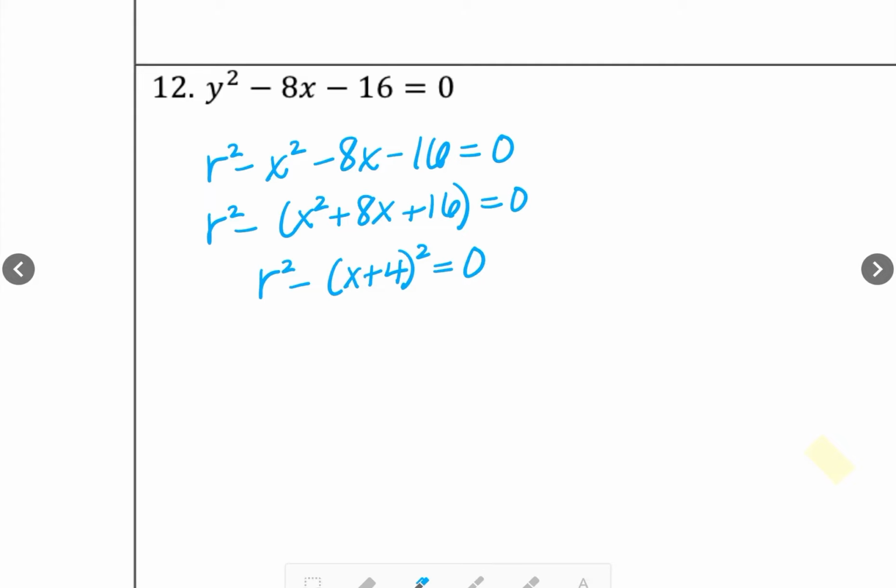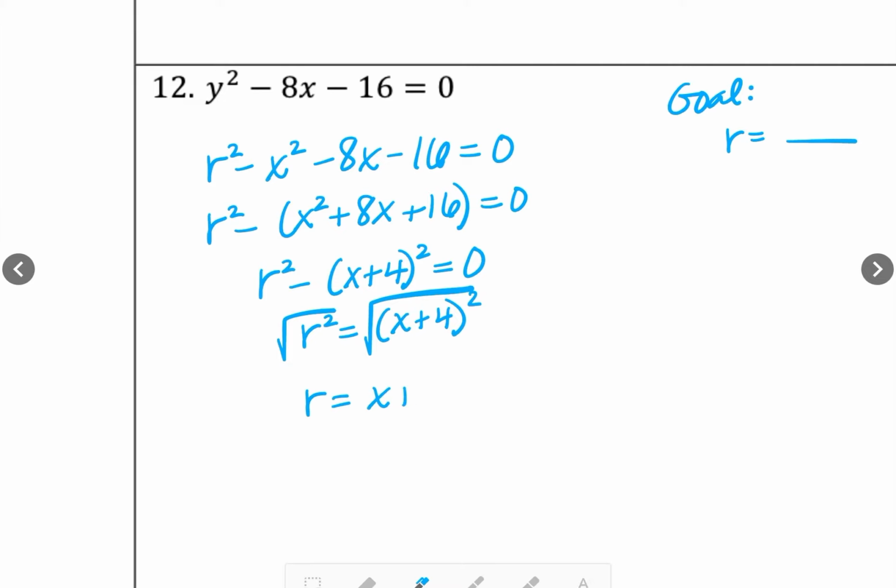And this is really nice because remember our goal is r equals blank. So I can now get really close to having just r equals. In fact, I have r squared equals. So let's take the square root of both sides. And now I'm all set up for r equals. But I still have this pesky x in here.